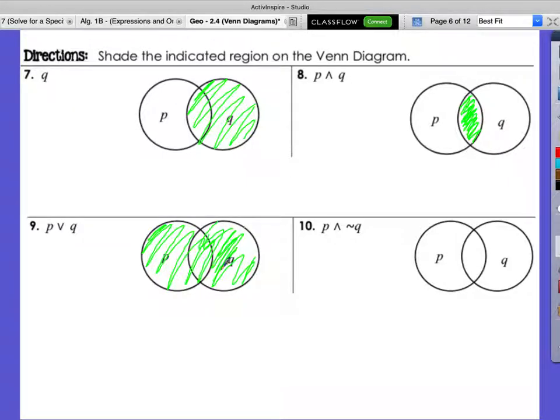Okay, P and not Q. So you're going to shade P besides where they meet. Exactly right, Taylor. We're going to do all of P besides where they meet. Because we're doing P, it would normally be this whole thing, even this sliver, but because it's not Q, we don't want any of Q. Does that make more sense at all?